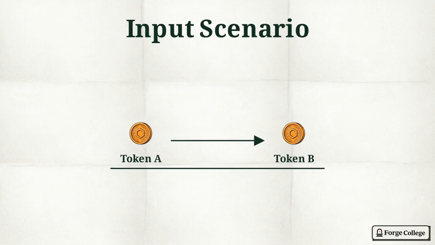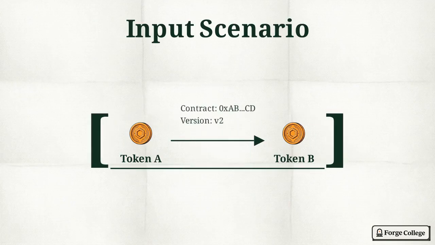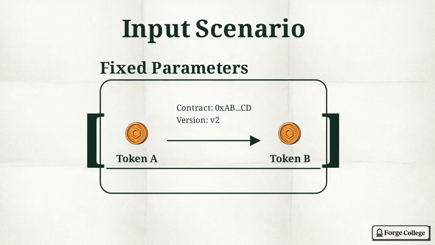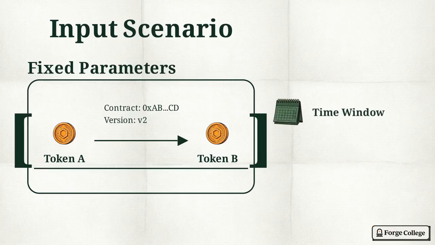Are you looking at a single transfer? A 2-step swap? Or maybe deploying a brand new smart contract? You even want to note the specific contract addresses and versions, as shown in the brackets here. Next, you need your controls. These are the boundaries that filter out the noise and keep your experiment fair.